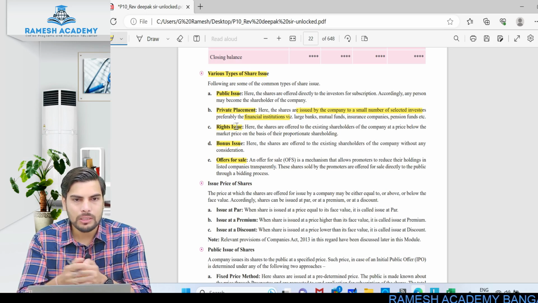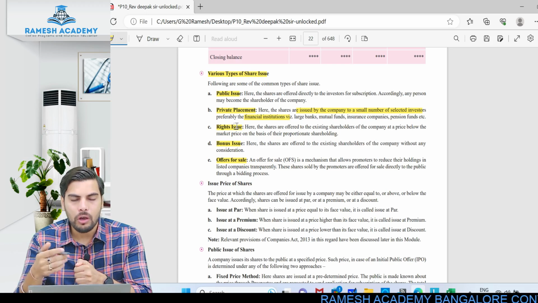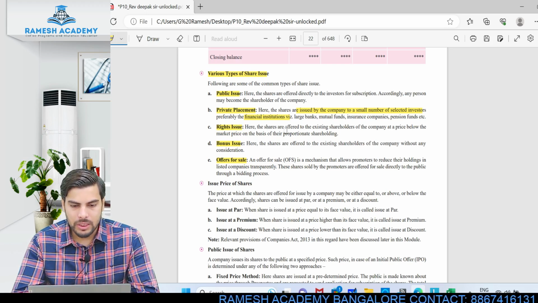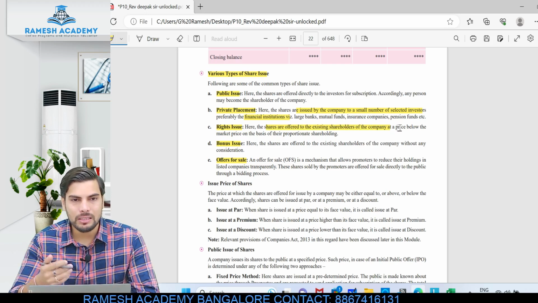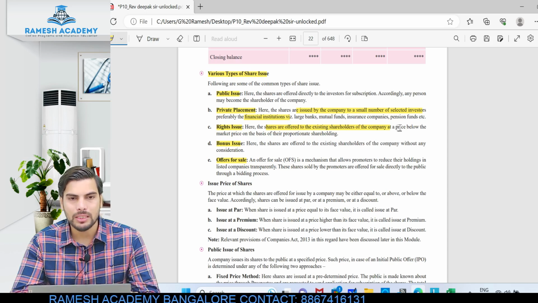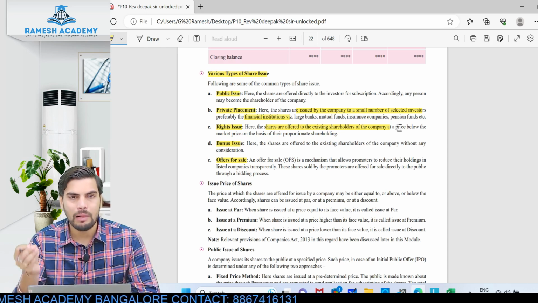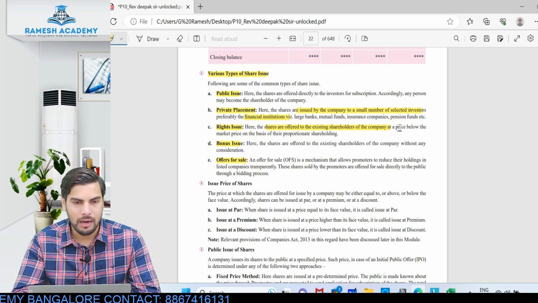Clear? So what is a rights issue? A rights issue is nothing but giving an offer of additional shares, which are being issued by the company, to the existing shareholders. Look at this: here the shares are offered to whom? The shares are offered to the existing shareholders of the company. At what price? At a price which is a little lesser than the prevailing market price. To the existing shareholders I will be giving some kind of concession or discount. Therefore I'll be issuing these rights shares to the existing shareholders at a little lesser price.